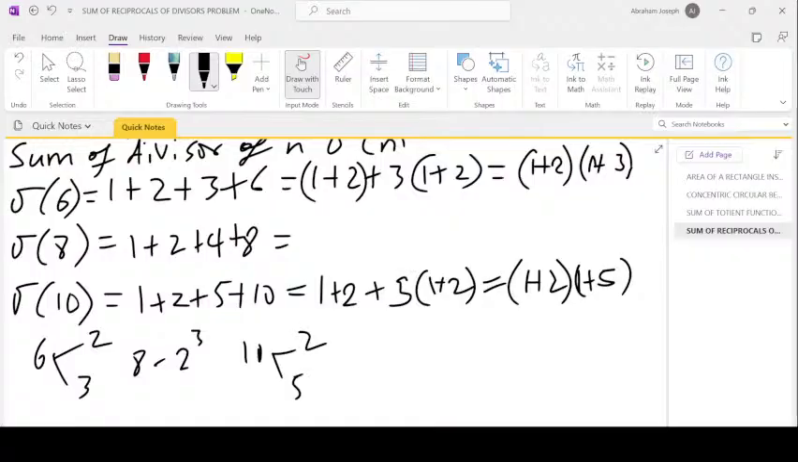Now, what do you observe? When it is 6, which is the prime factorization of 2 and 3, the sum of the divisors is 1 plus 2 times 1 plus 3. When it is 8, the sum of the divisors is 1 plus 2. We can even write this as a power: 1 plus 2 raised to 1 plus 2 raised to 2 plus 2 raised to 3, right? When it is 10, we got 1 plus 2 and 1 plus 5. So this actually tells us that something is going on.